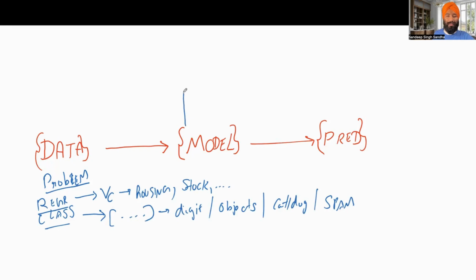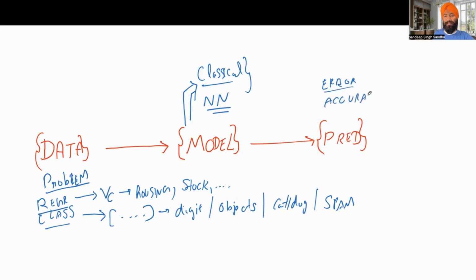From the model side, we again have choices. We can either go for simple classical models, which is old machine learning, or we can go for neural networks, the most recent models. Finally, when we do prediction using the model, we will have some concept of error or accuracy, that is, how good or bad the model is.